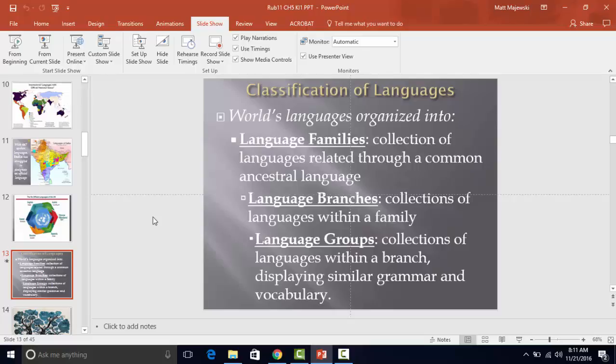So working from the largest groups to the smallest groups, we start with language families. Language families are a collection of languages that are related through a common ancestral language. So language families include a lot of languages that trace their origin back to a common ancestor. What we mean there is one language that started, eventually it broke up, but it all originally started as one big language. And then as time went by, that language broke up into smaller, different, unique ones. But all of those languages can trace their origin back to that one family. And so they're all a part of that one family.